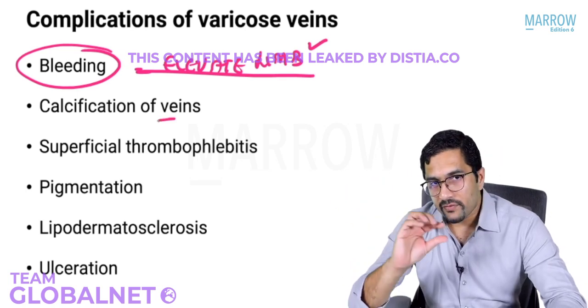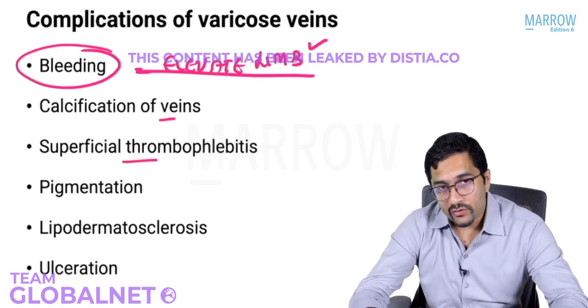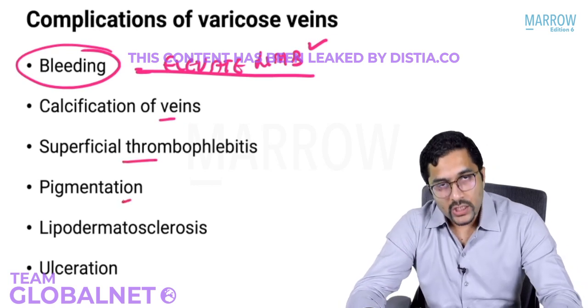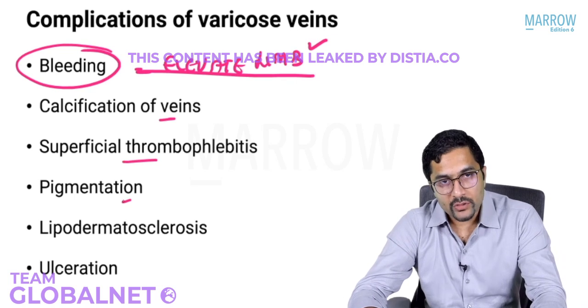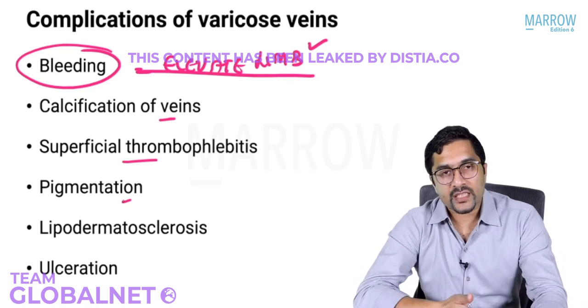Veins can become calcified. They can feel cord-like. There can be superficial thrombophlebitis. Pigmentation, I've already told you, because of hemosiderin deposition. Lipodermatosclerosis, we've already discussed.